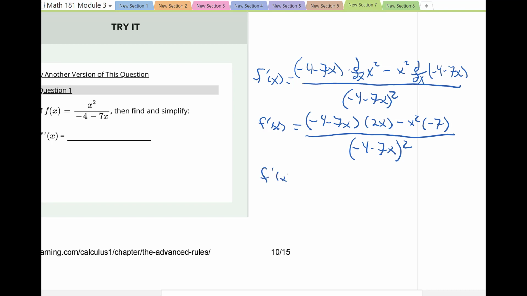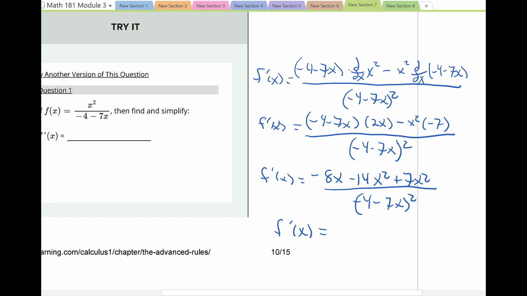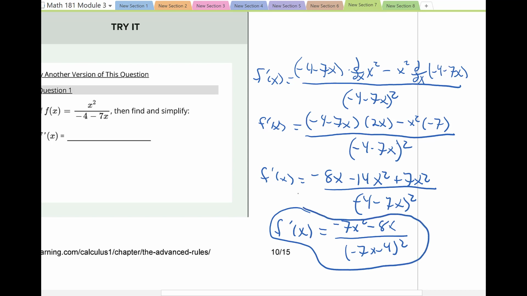And let's do a little bit of algebra now. So that's going to be negative 8x minus 14x squared plus 7x squared, all over negative 4 minus 7x quantity squared. So our f prime is going to be, so the negative 14x squared and 7x squared is going to be negative 7x squared minus 8x. And I'm just going to write this as negative 7x minus 4 squared. And I'll be honest, there's a big part of me that wants to factor out the negative 1 because it would just square out in the end. Okay.